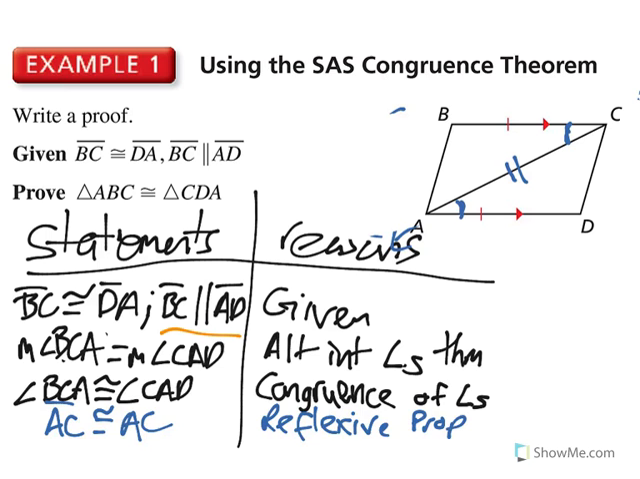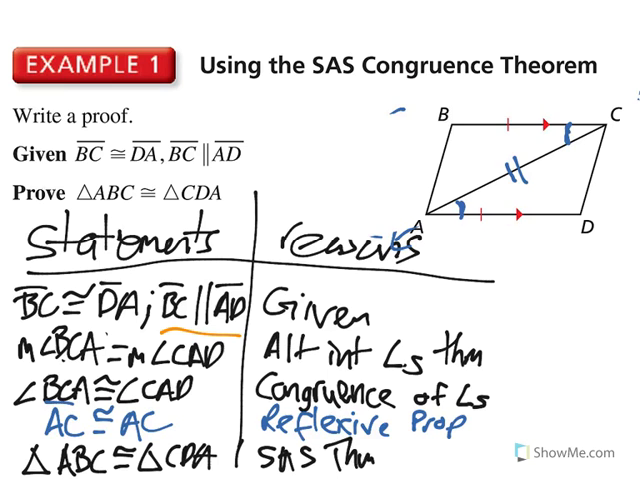So now, because I have a side, angle, side that are the same on both triangles, I can make the statement that these triangles are congruent. So I have triangle ABC is congruent with triangle CDA, and this would be because of the SAS theorem, the Side Angle Side congruence theorem.